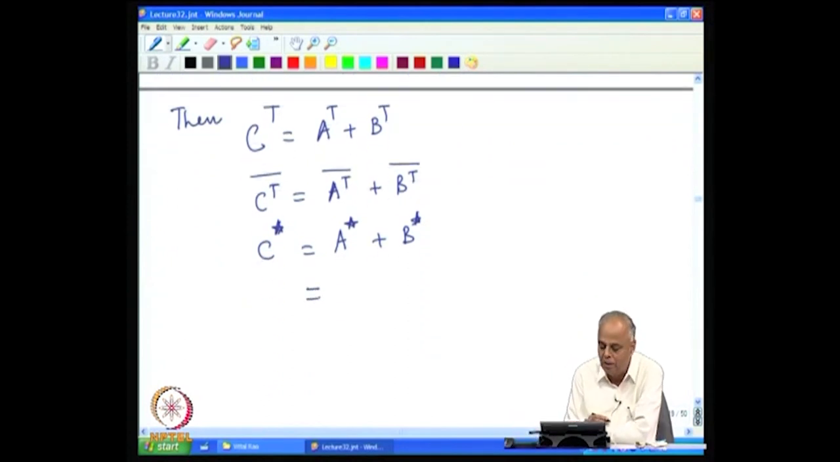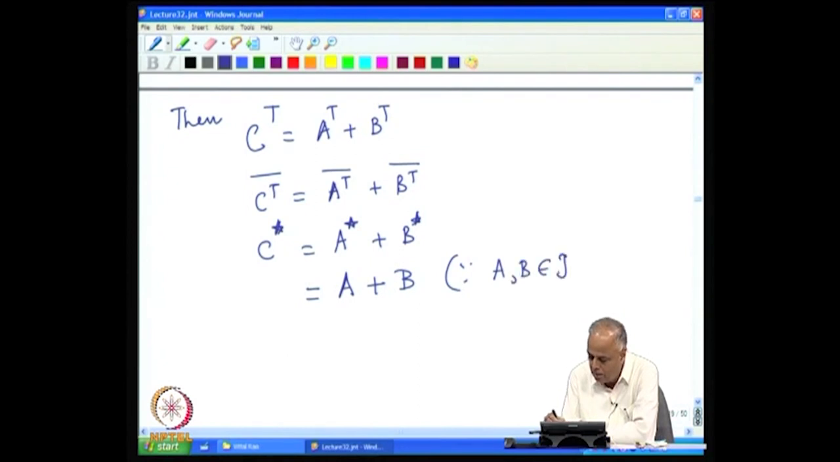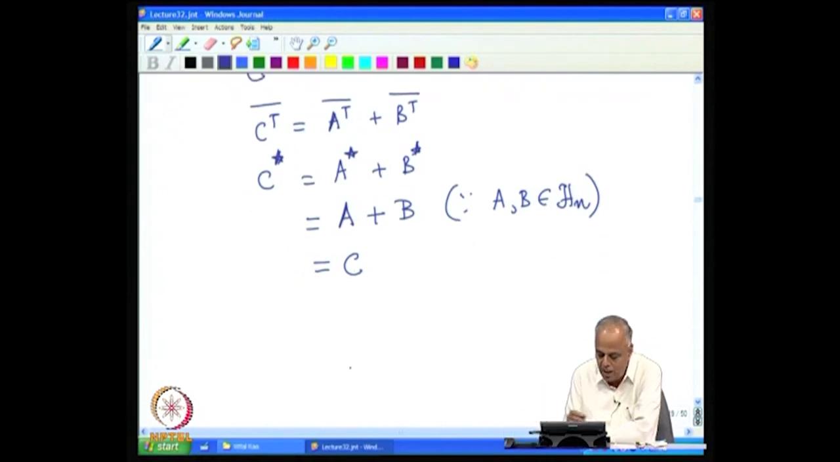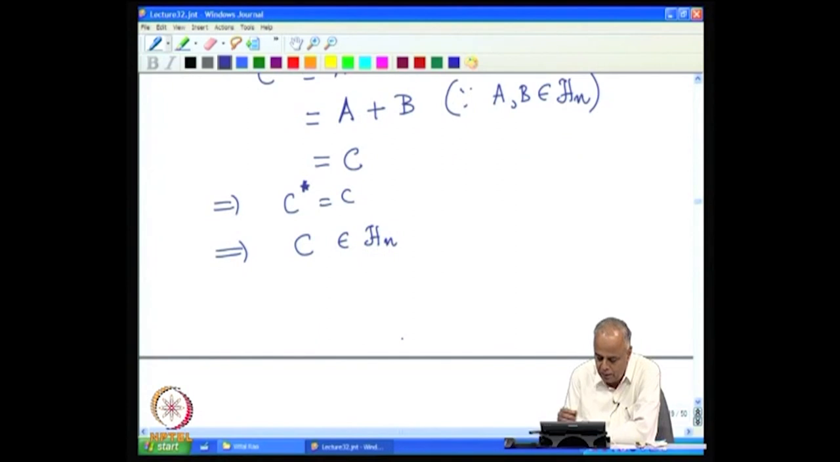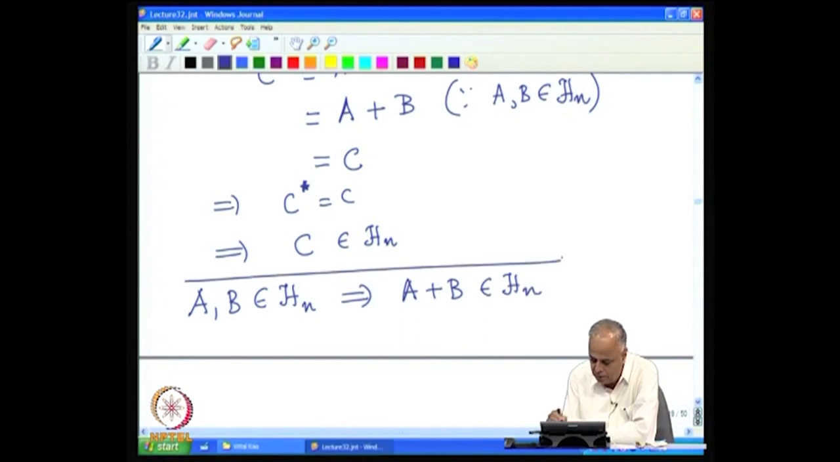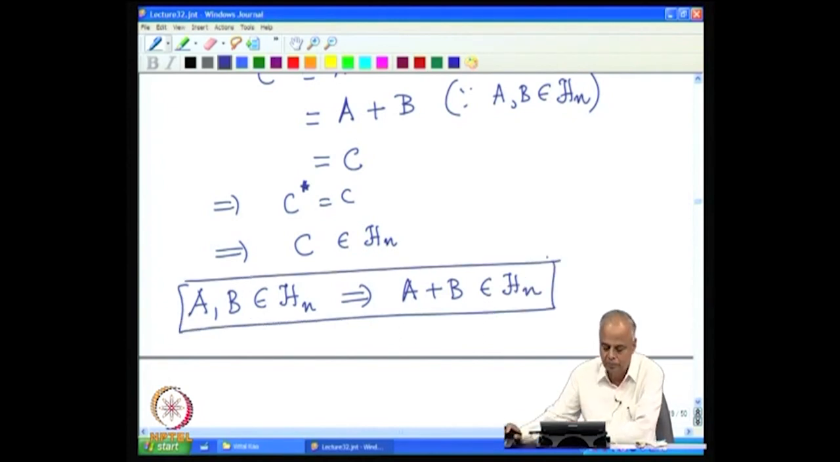In particular, if A and B are Hermitian, then A star is equal to A and B star is equal to B, so C star is equal to A plus B, which was C. That means C star is equal to C, that means C is also Hermitian. So the conclusion is, if A and B are Hermitian, their sum is also Hermitian. The sum of Hermitian matrices is a Hermitian matrix.